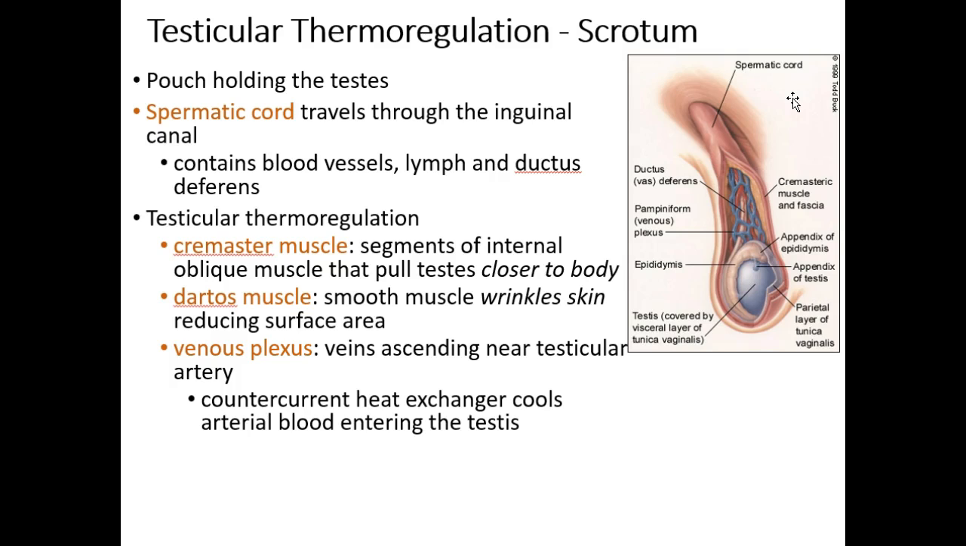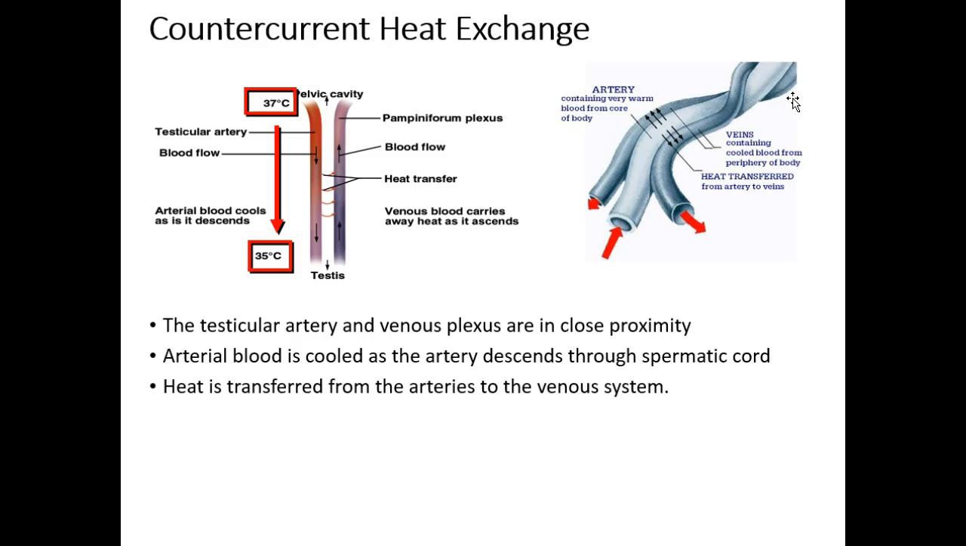And that's just, again, a way to get rid of heat. So we're going to have more veins there, and veins are going to be able to move the heat away from the testes. And here's a little more of the countercurrent exchange. As the testes get too cold, we're going to pull them up to the body. If the testes get too hot, we're going to pull them away. And testes ideally want to be at 35 degrees.